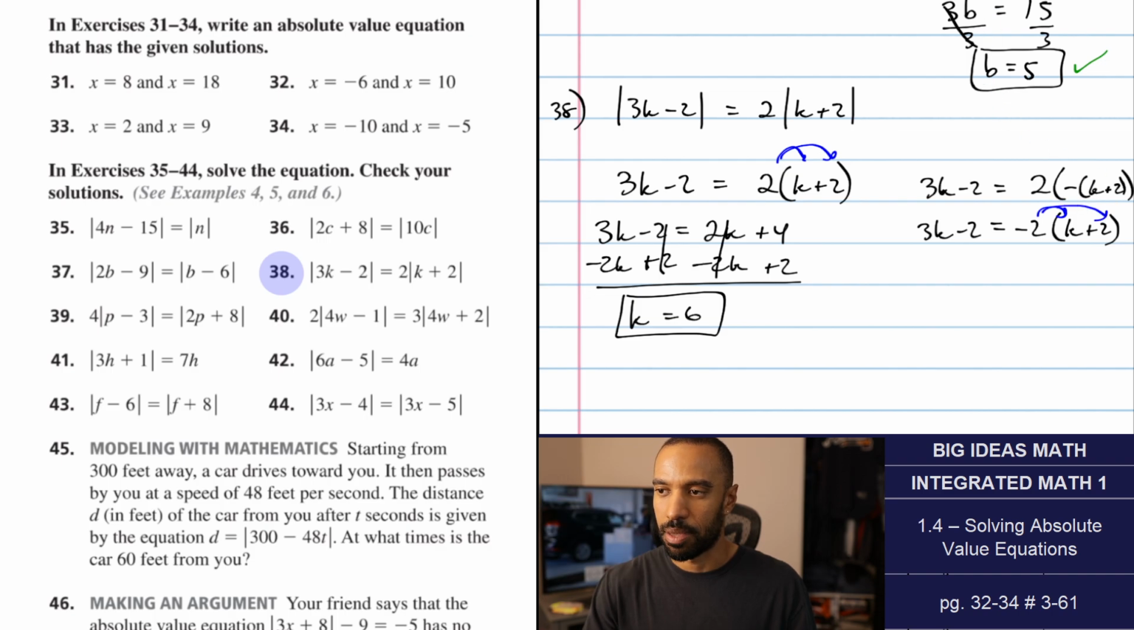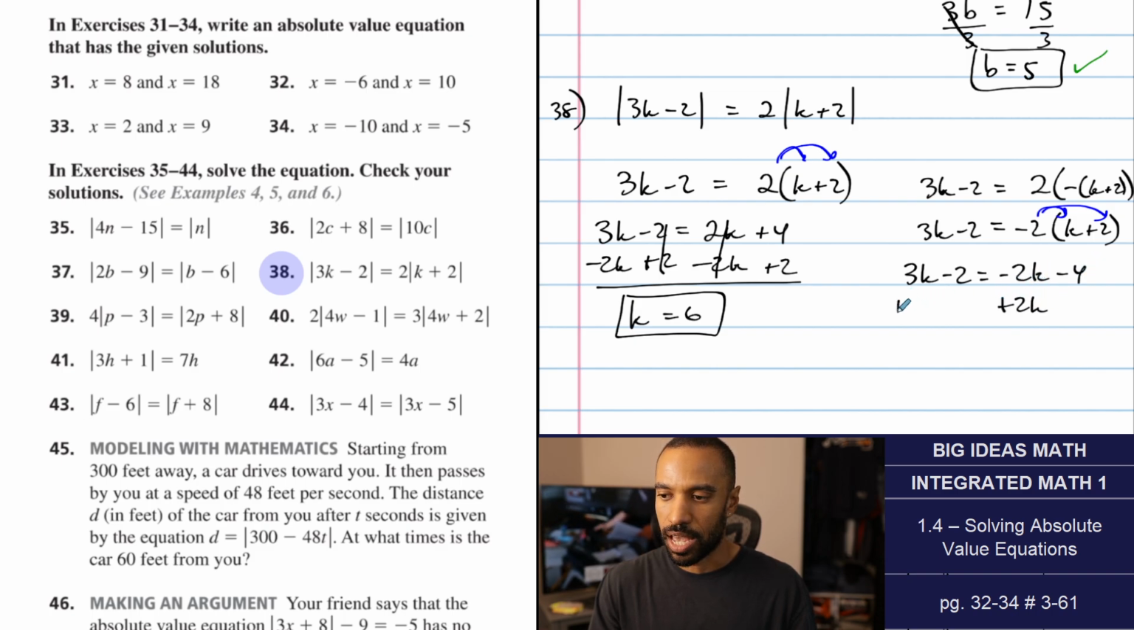Remember, it is a negative. That means both signs are going to change. So 3k minus 2 equals negative 2k minus 4. Now I have to add 2k to both sides to move it over, and add 2 to both sides. Well, I guess we did add 2 last time, but now it's a negative 4 that we add 2 with.